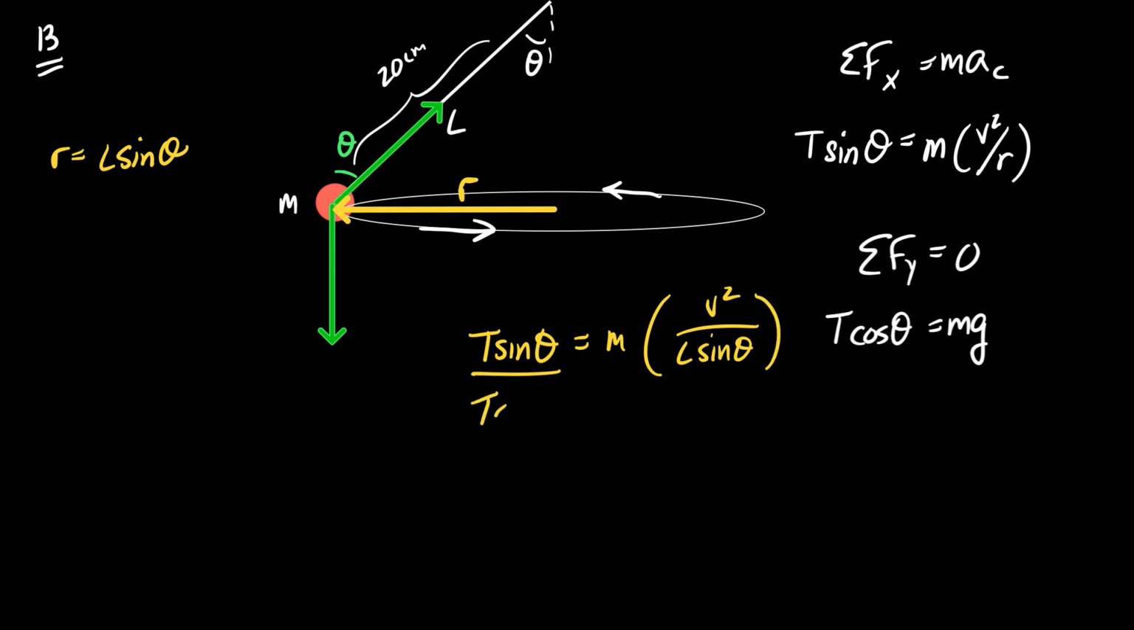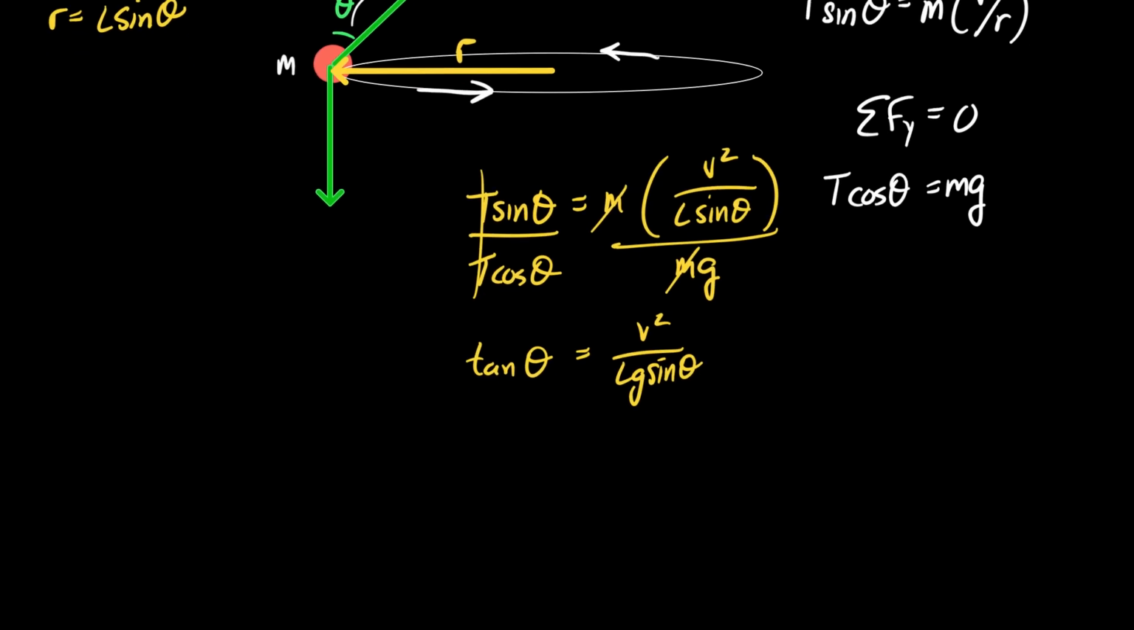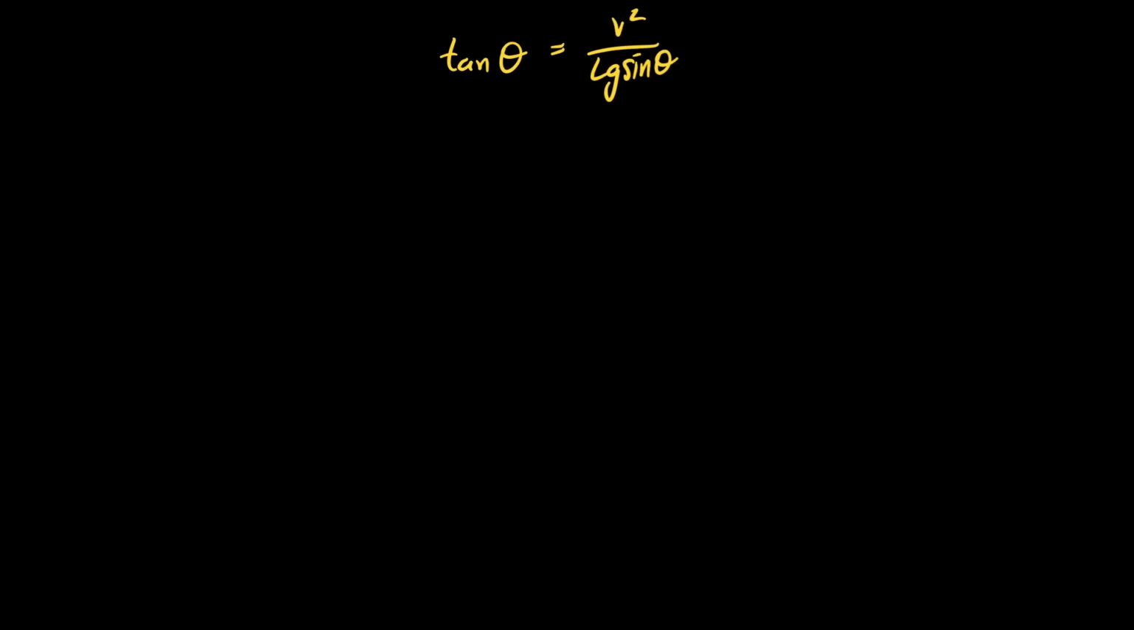And I'm going to divide this side by T cosine theta and this side by mg. If I do that, cancel out the T's on that side, and I'll just get tan theta. And cancel out the m's on that side, and I'll get v squared over L g sine theta. I just need v by itself, so I think that's some pretty short algebra. Multiply both sides by L g sine theta, and take the root.